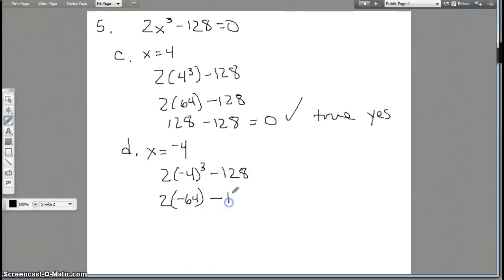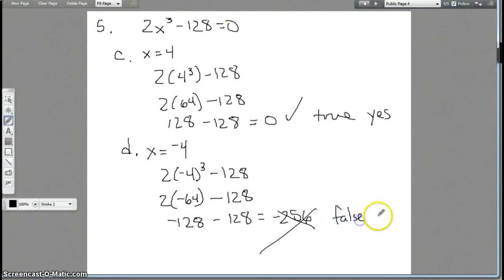And then we're going to subtract our 128. 2 times negative 64 is negative 128. When we subtract 128, we're going to end up with negative 256. That does not equal 0. It does not equal 0, so this is false, or you can say no.